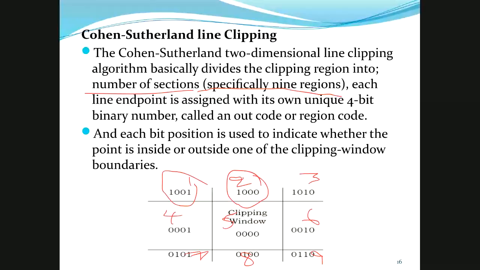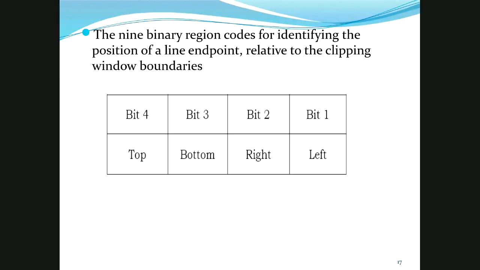After making that, see this one, bit 1, bit 2, bit 3, bit 4, and also you can make the boundaries. So like this, for example, this is bit 1 and this is bit 2 and this is bit 3 and this is bit 4. So for the clipping window we compulsorily have the 4 boundaries, right? So top and bottom and right and left, we need 4 boundaries.